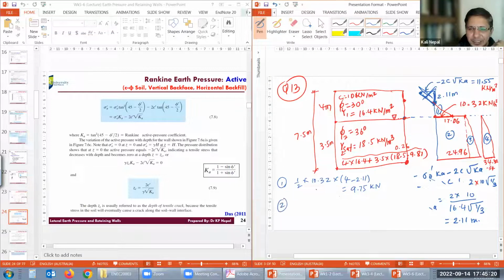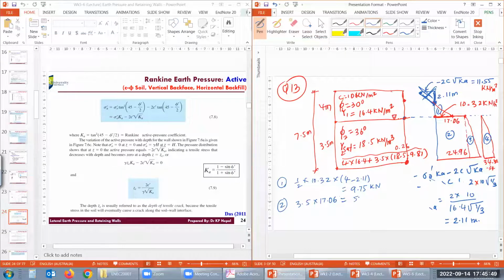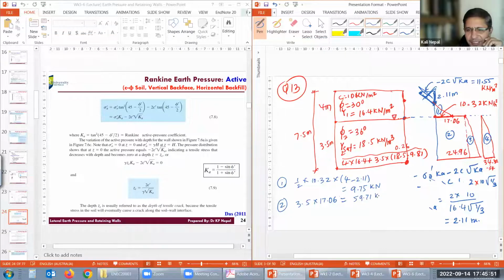How about number 2? Number 2 is this, so 17.06. So that's 3.5 times 17.06, right? How much is that? I'm calculating the area of the rectangle, that's it. Maybe 60 around. I don't know. 59.71. 59.71 kilonewton. We got that.